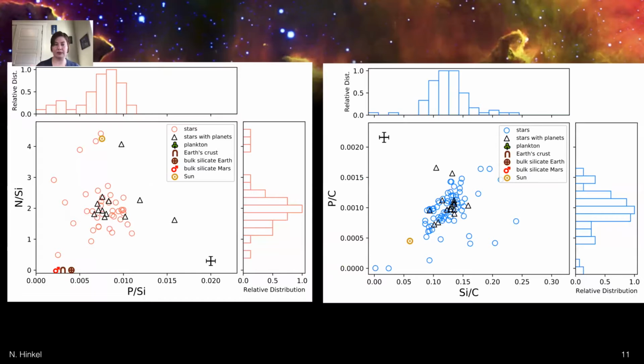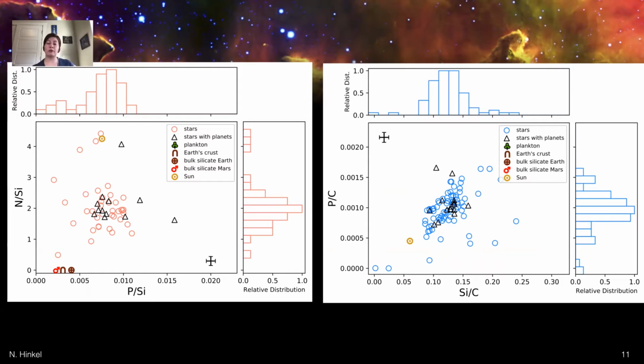So let's take some slightly different versions. On the left, what you're seeing is phosphorus to silicon with respect to nitrogen to silicon. There are only 54 stars that have all three of these abundances measured for them, 12 of which are the exoplanet host stars. There aren't really any obvious trends in either population, although most stars have phosphorus to silicon between 0.007 and 0.011, while the majority have nitrogen to silicon between 1 and 2.5. On the right, you're looking at 93 stars that have carbon, phosphorus, and silicon all measured, where 16 of them are the exoplanet host stars.